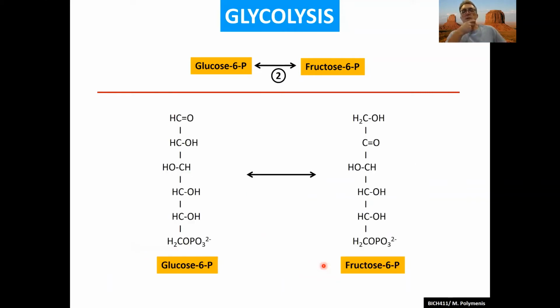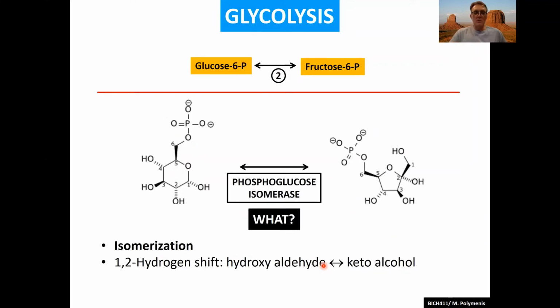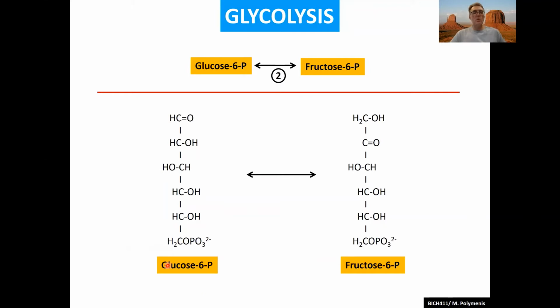So let's see the two products in the open conformation. The ones you were seeing before were in the closed circular conformation. This one's going to be the open conformation. That's glucose, 6 carbons. That's number 6, which has been phosphorylated by hexokinase.